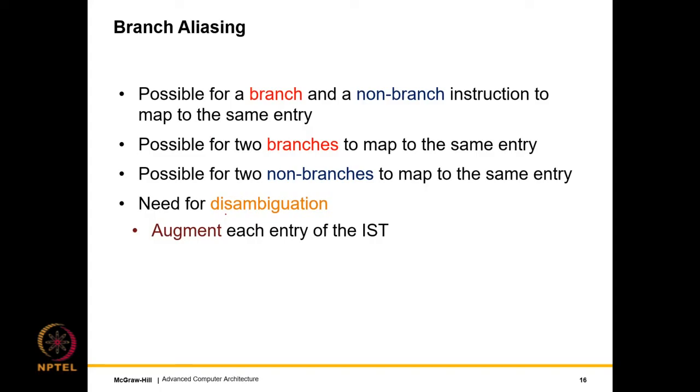So there is thus a need for disambiguation. Disambiguation is one of the solutions to fight aliasing, right? To ambiguate is to complicate or confuse. To disambiguate is to uncomplicate and unconfuse, if there is such a word. So if I were to disambiguate, what do I do? I augment each entry of the IST with additional information, extra information.